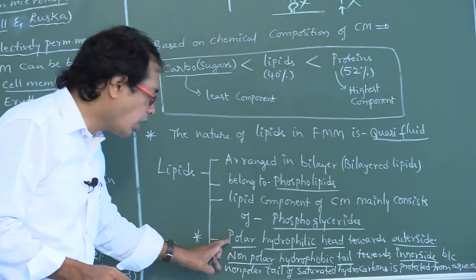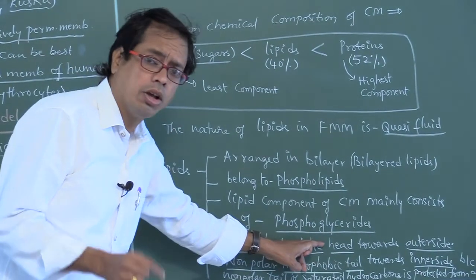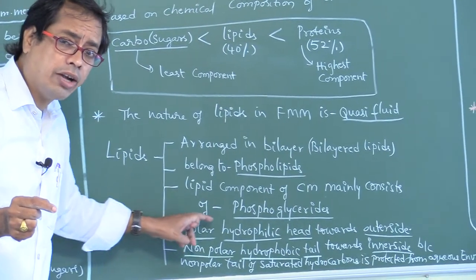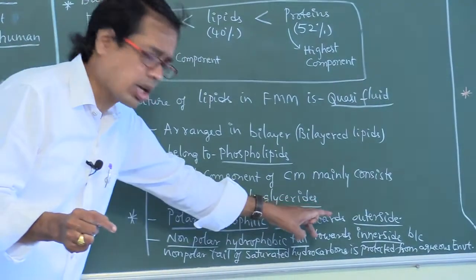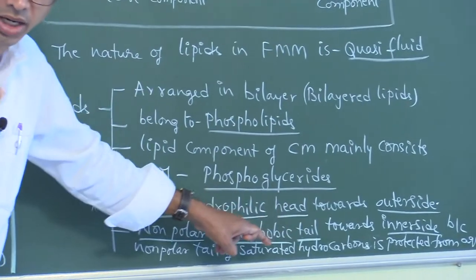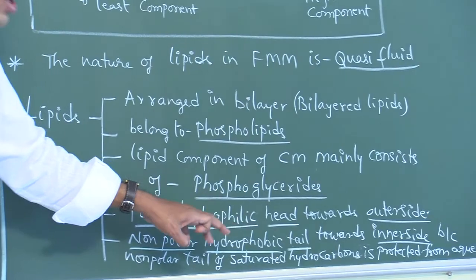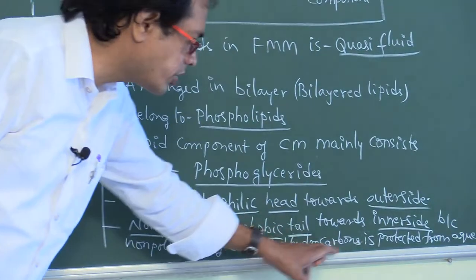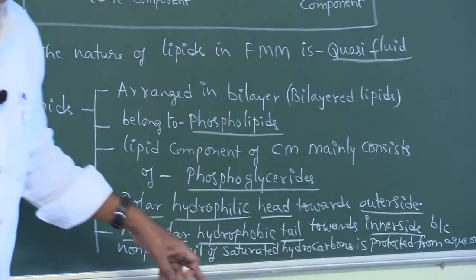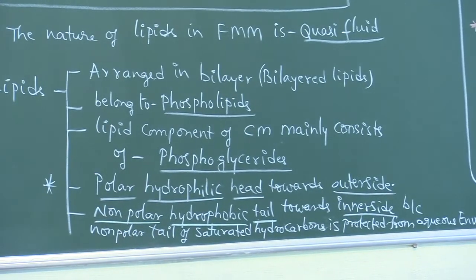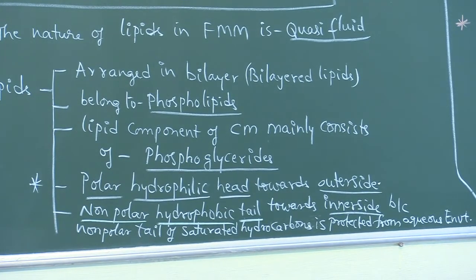Phosphoglycerides. Next, polar hydrophilic head. Polar, don't say non-polar. Polar hydrophilic head towards the outer side. Non-polar hydrophobic tail towards the inner side. Why? Because with this type of arrangement, the non-polar tail of saturated hydrocarbons is protected from the aqueous environment. Here, aqueous environment means cytoplasm, which contains water.